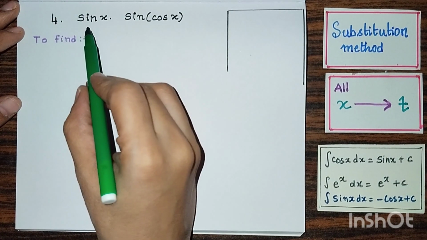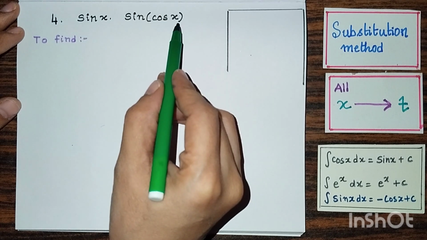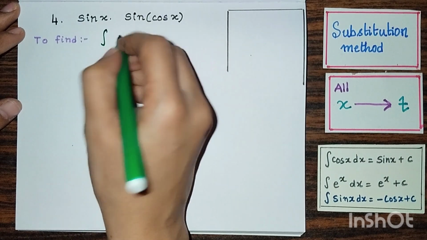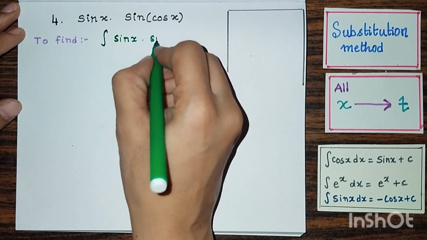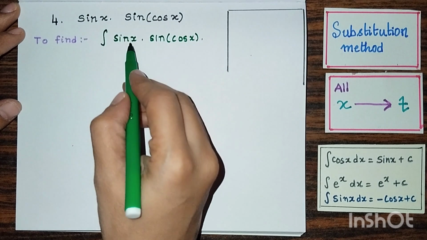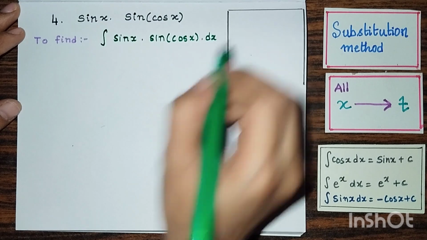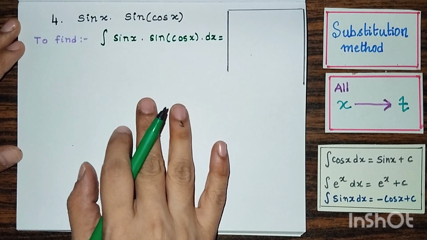Question number 4. Sin x into sine of cos x. So this is the function they have given. We have to find the integral of this function. So the integral of sin x into sine of cos x. Since the independent variable here is x, we will write dx. Okay, so we have to find the integral of this function.